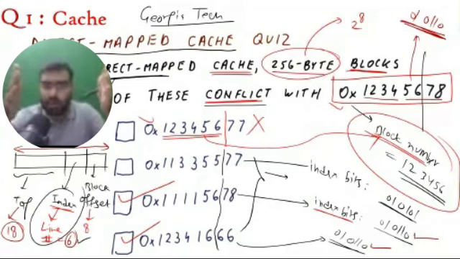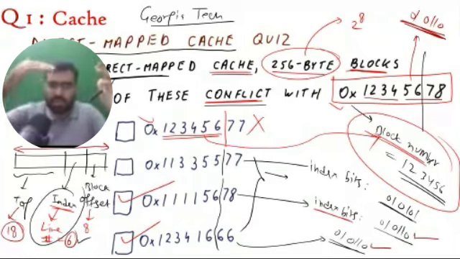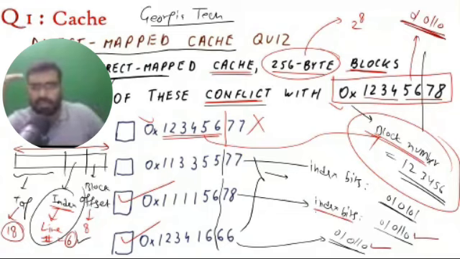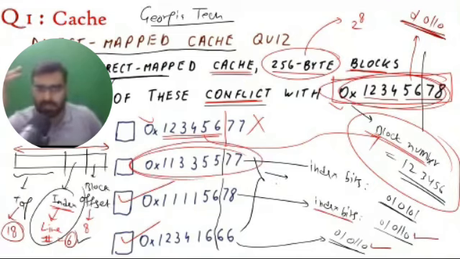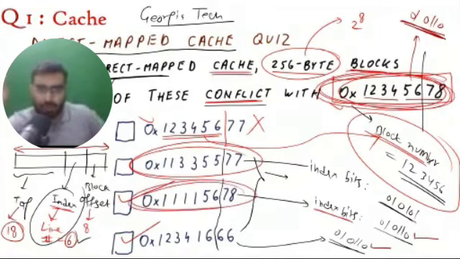That will go to a different line, because you can see the line number, or I can say the index bits, are different. So look at the address given in the question and this address; they will map to different lines, so they will never conflict. But notice that this address and this address belong to different blocks, their block numbers are different, and they map to the same index, or the same line, so they will conflict. Similarly, this address and this address also belong to different block numbers, but they will map to the same line number.